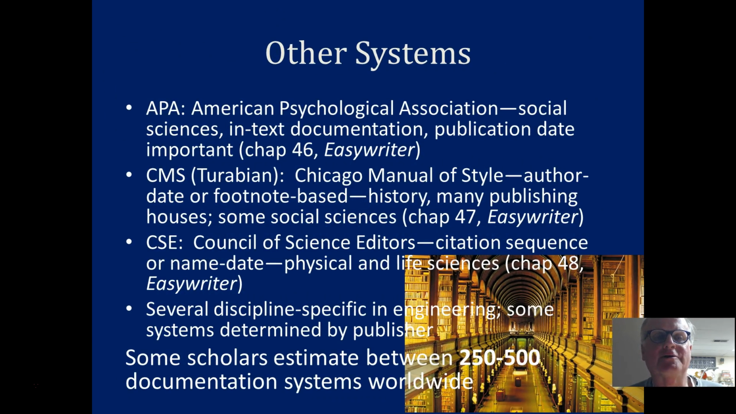There are, as I mentioned, some other systems. American Psychological Association is very common. The Chicago Manual of Style, or Turabian, uses footnotes. Council of Science Editors, and you can see what chapters these are covered in in the Easy Writer book, is what's called citation sequence, where the references list is organized not alphabetically, but in order of appearance of particular citations in the body of the paper. Worldwide, some people estimate between 250 and 500 different documentation systems. The ones that we've listed here are the most common in the United States.